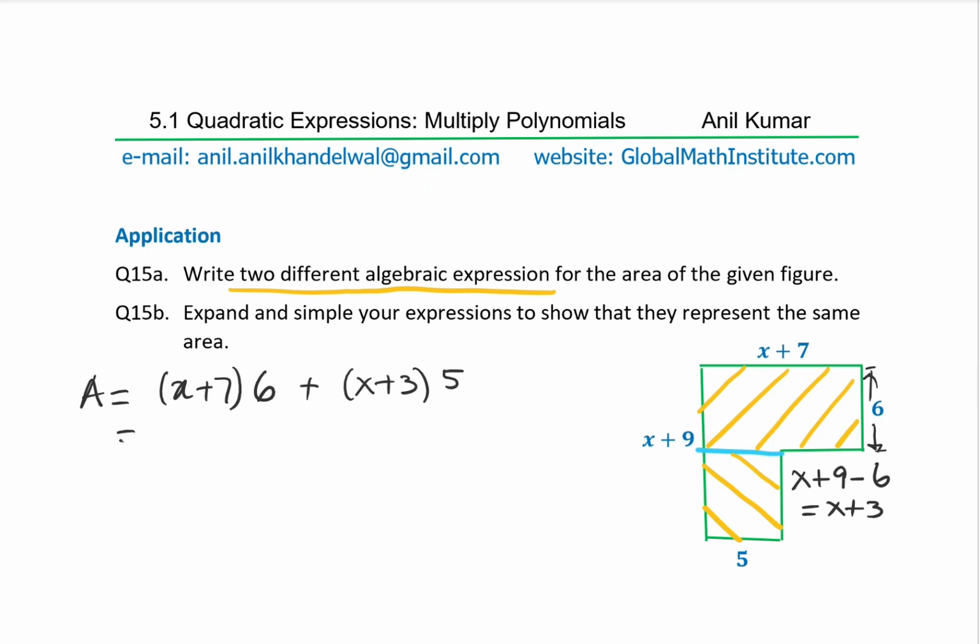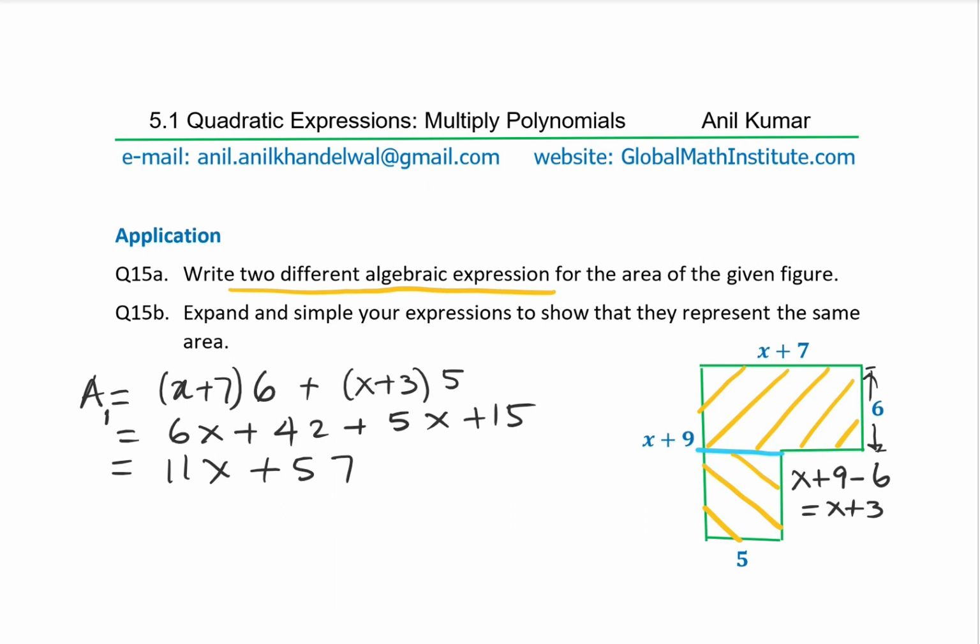So let's multiply. We get 6x plus 42 plus 5x plus 15. And we get 6x plus 5x is 11x. 42 plus 15 will give us 57. So it was only to write an expression, which is this part. So that is the expression for 1. So let's call this area 1.